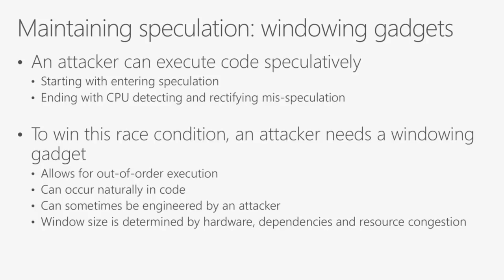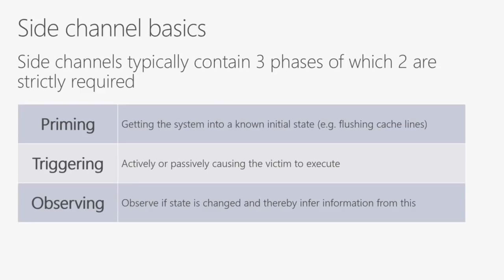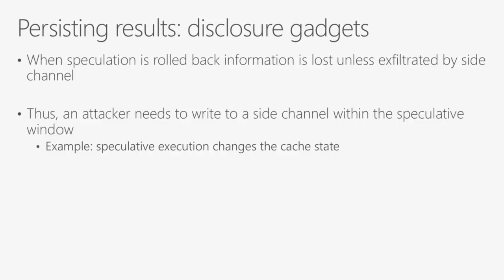All right, so with speculation running, we can now begin to see how a side channel can be formed from this. So a side channel has three stages generally. The first is priming the system into a known initial state. The second is triggering or waiting for some victim activity to occur. And finally, an attacker will need to observe whether the state changed to infer information about what happened during the victim activity. So in the context of speculative execution, the disclosure gadget will typically be loading a cache line according to some secret value which might have been read out of bounds, for example.